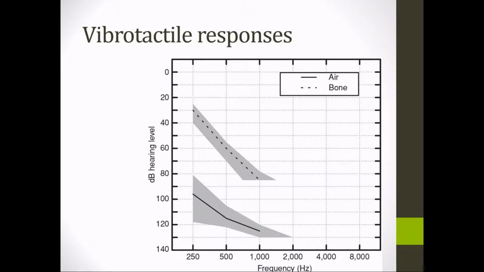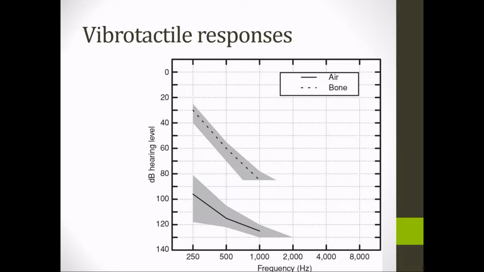So this is a vibrotactile response curve superimposed on the audiogram. And what you can see, if you look here, what's drawn in up here is the bone conduction vibrotactile response line. And essentially what that means is this. When a sound gets intense enough, people can actually feel it as vibration. It happens with air conduction and bone conduction, but it happens at much lower intensities with bone conduction.